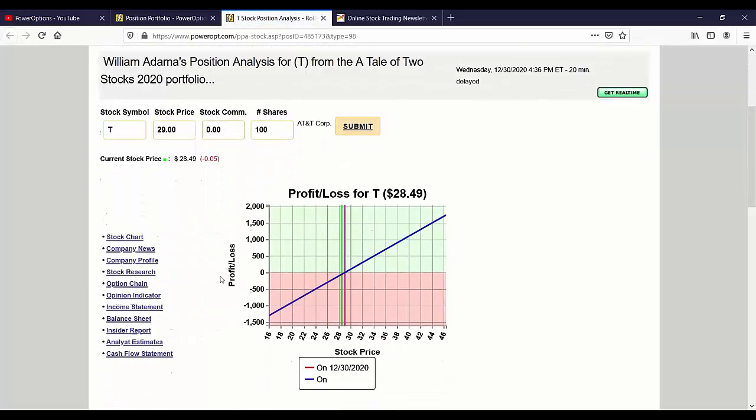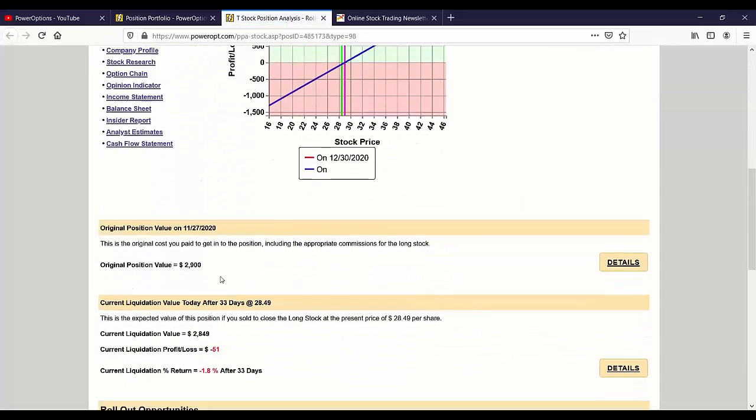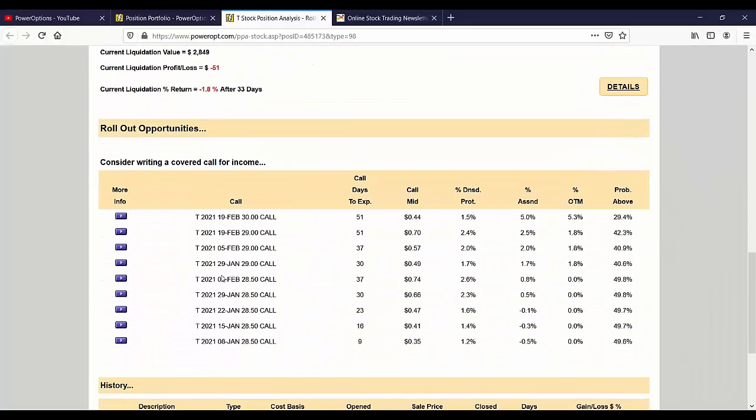This gives us just a basic breakdown of the position. But as I scroll further down, we see potential covered calls with the new downside protection based on my cost basis, not what the current market is offering, but from my cost basis of 29. If I sold, say, the 29th of January 29 call, I'd have a 1.7% downside protection and a 1.7% potential return if assigned on the position for about 30 days. Not too bad for a dividend-paying type stock, of course, in that case.